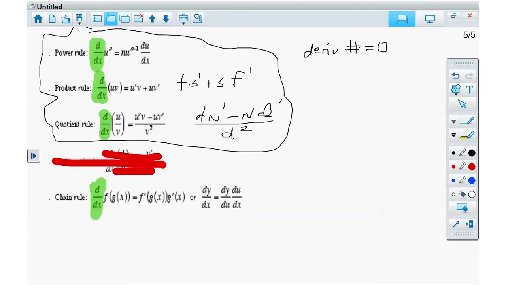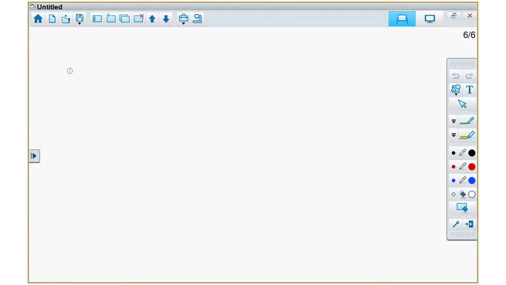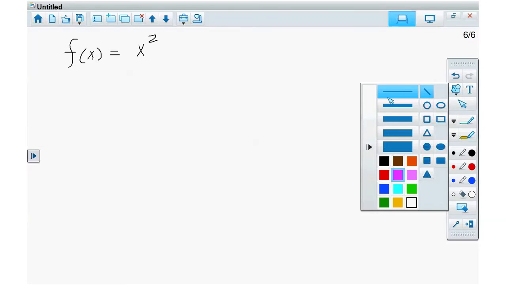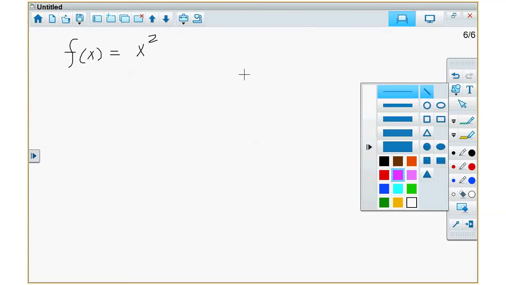Okay, power rule. If I give you f of x, and I want you to draw it out, f of x is equal to x squared. All right, if you've got graph paper, that'd be great. But if you don't have graph paper, at least use a straight edge and draw f of x equals x squared. You know, just use -3 to +3, okay?